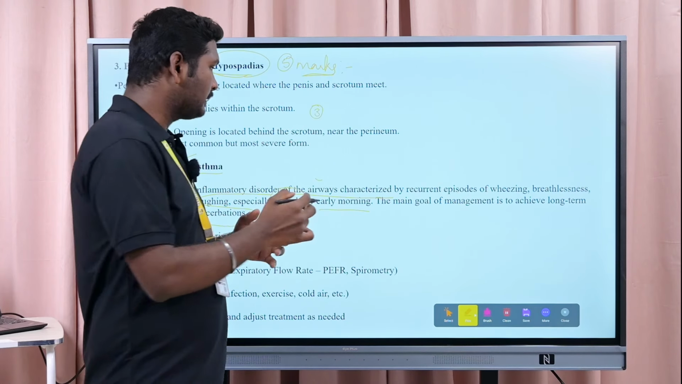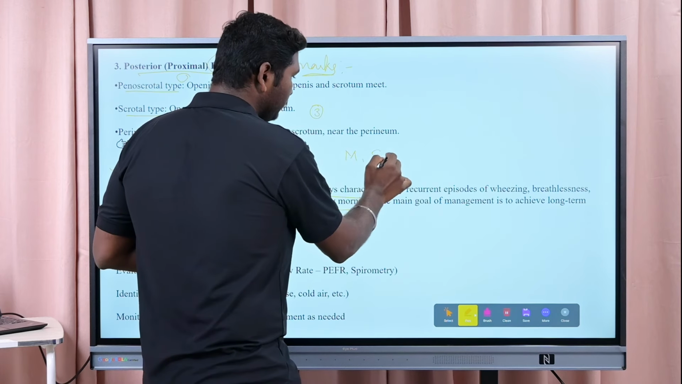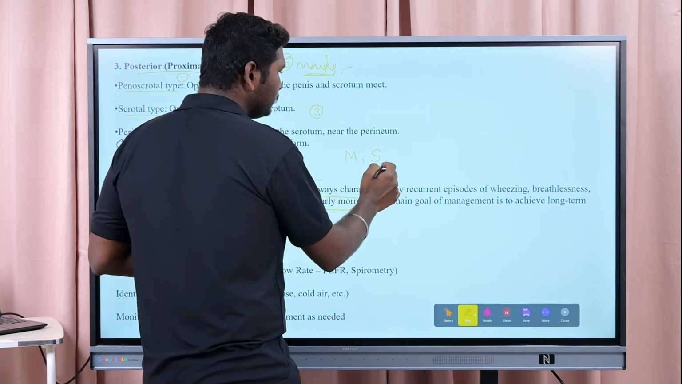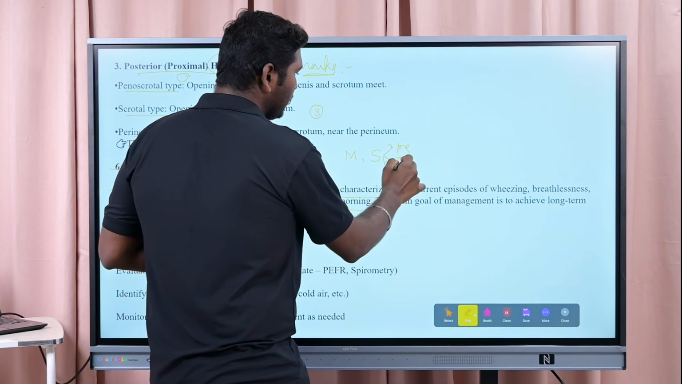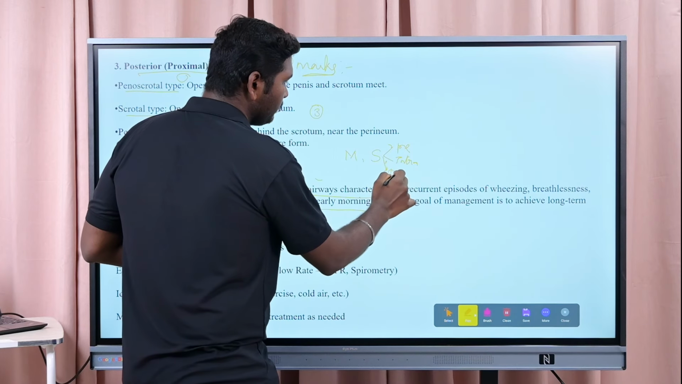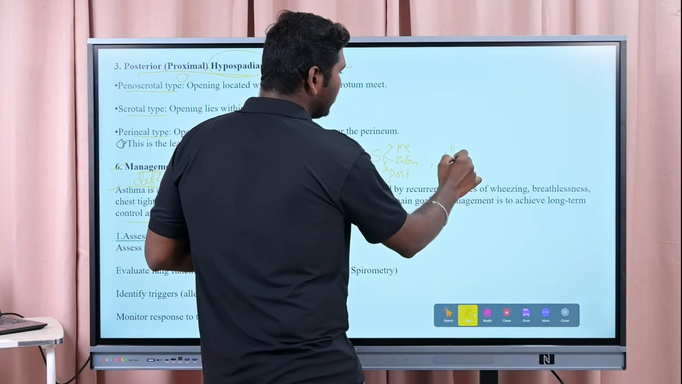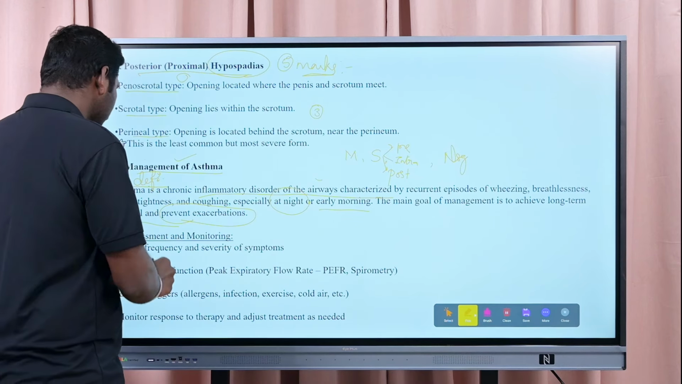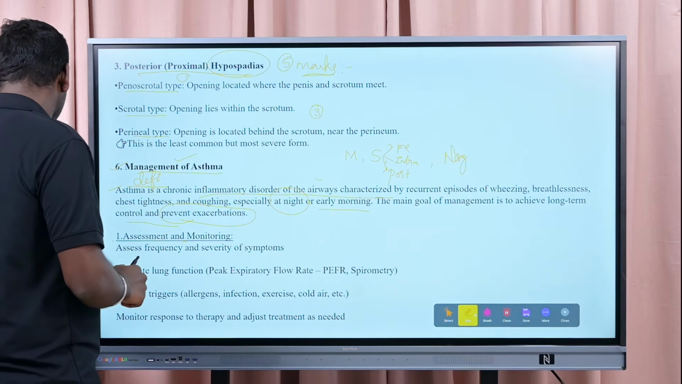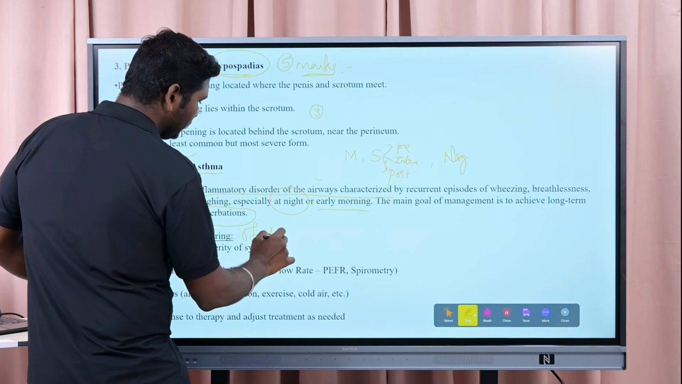Again I'm repeating, first will be your medical management, next will be your surgical management if it is a surgery case, and in that surgical management will be your pre, intra and post. Next will be your nursing management. In that nursing management, I told what parameters are to be entered. So assessment and monitoring of asthma, that you should write.